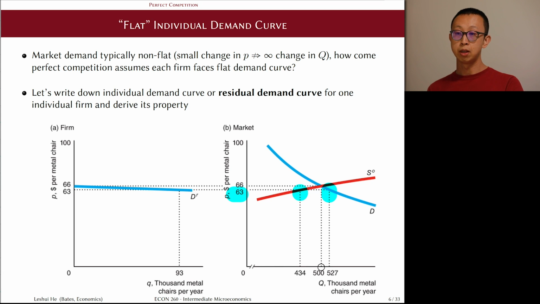On this graph, the residual demand at the price of $63 is exactly 527 minus 434, which is 93 units. And this is what's plotted on the graph on the left-hand side. It says that when the price is at $63, the residual demand for your firm, or each individual firm, is going to be 93 units of metal chairs.